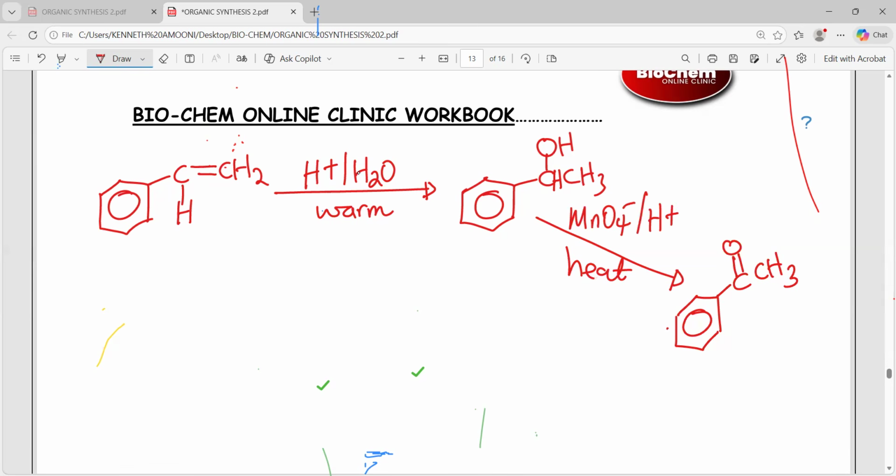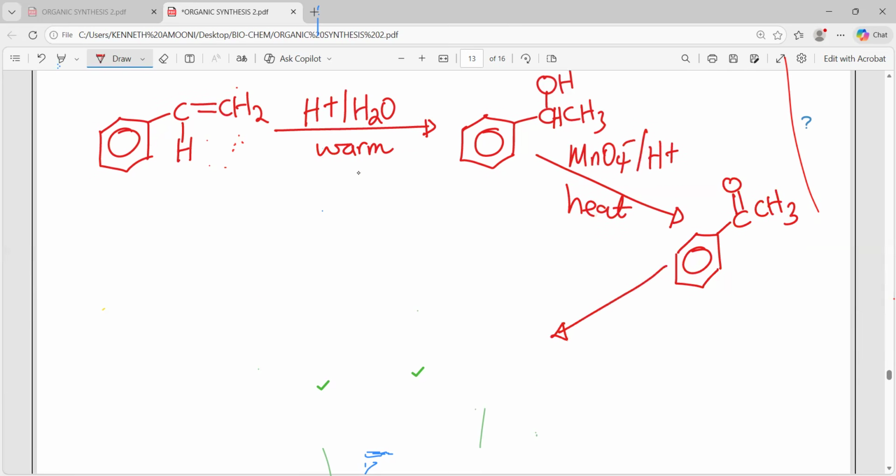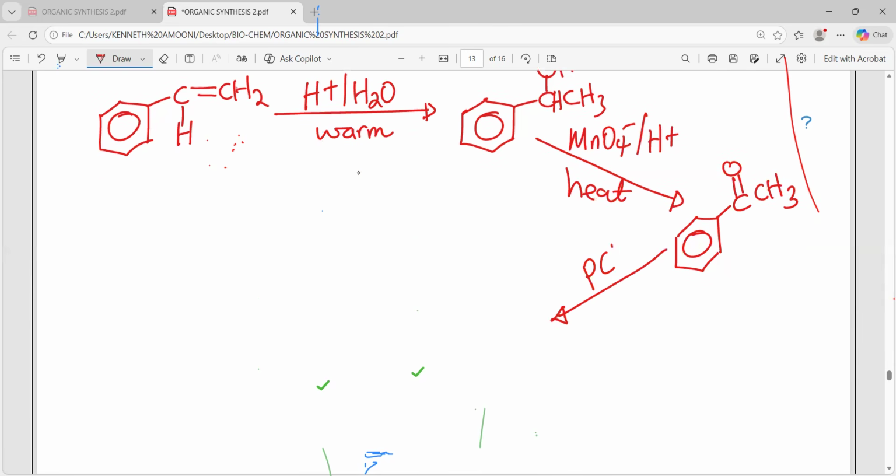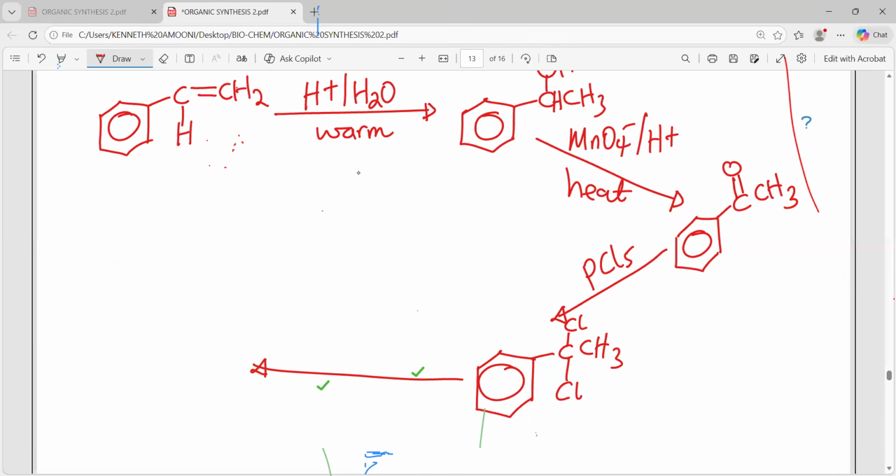Then from here, you're going to form a geminal dihalide by adding PCl5. When you add PCl5, you would have formed a geminal dihalide. You will have that. Then the last thing you can do is to dehydrohalogenate. The dehydrohalogenation is going to give you that final product.